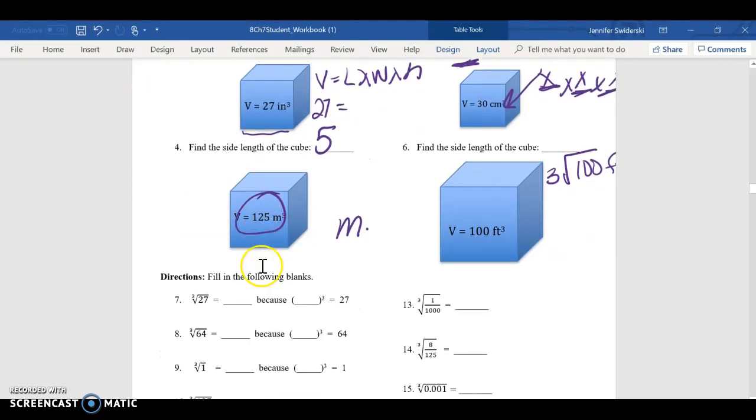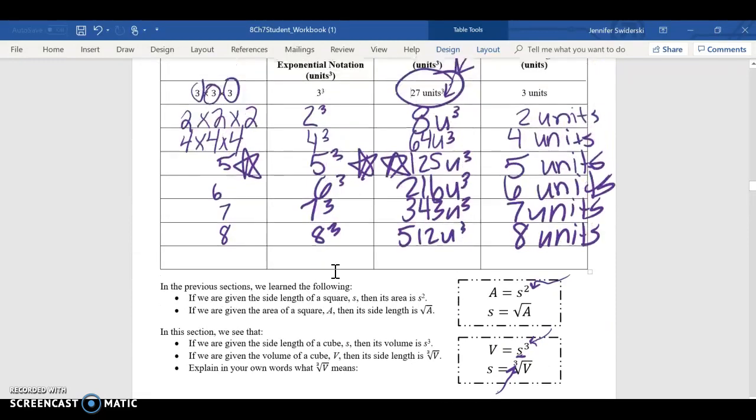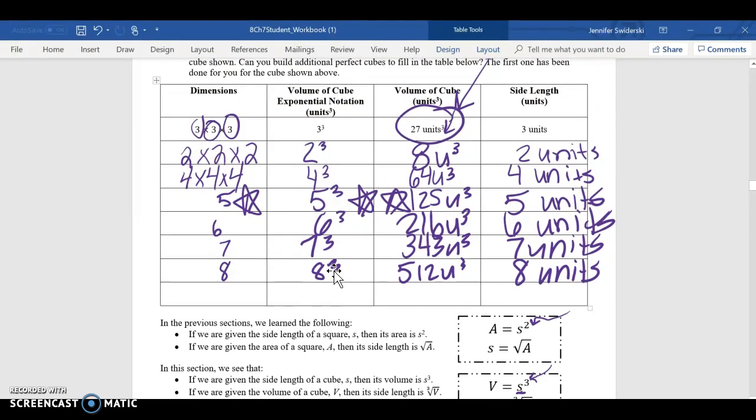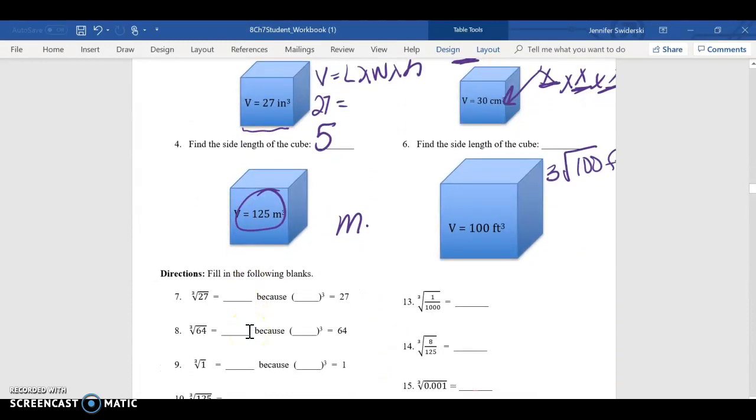Okay, let's go ahead and try these down below. Fill in the blanks below. What's the cubed root of 27? Well, let's go back up. Cubed root of 27 would give me 3. So 3. Because 3 to the third power is 27.